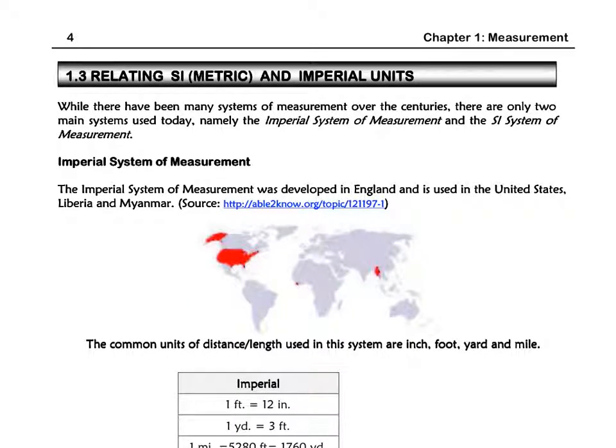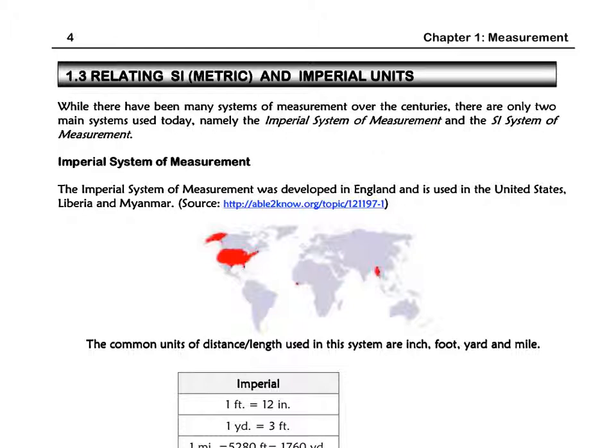Okay, section 1.3 is on relating the SI or metric system and the imperial unit system of measurement. These are the two main systems that are used in the world today. The imperial system of measurement was developed in England and is used in the United States, Liberia, and Myanmar. I'm not sure if I'm pronouncing that last one correctly.